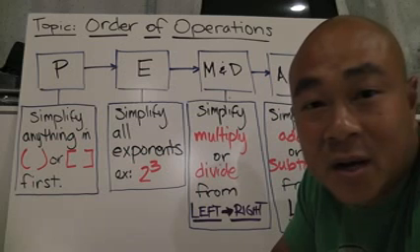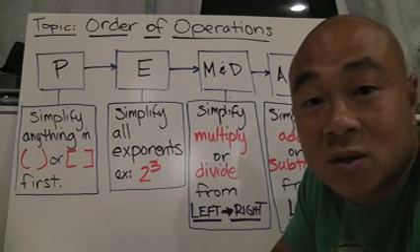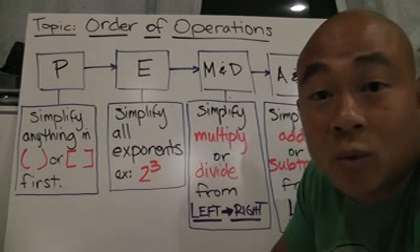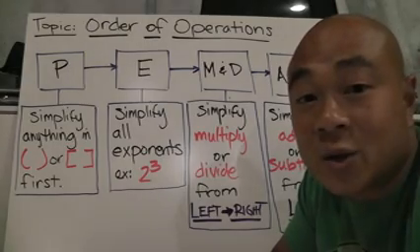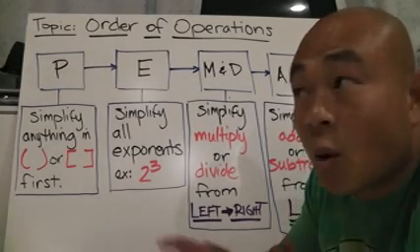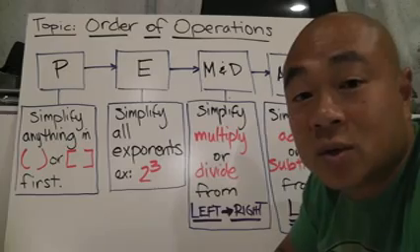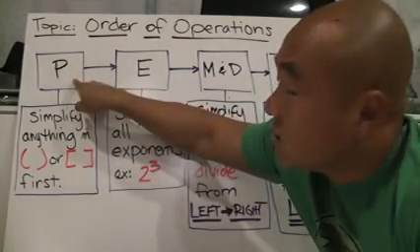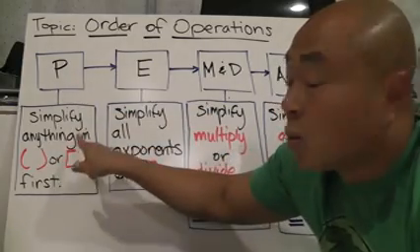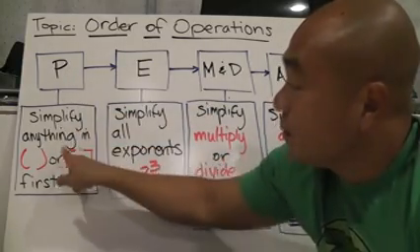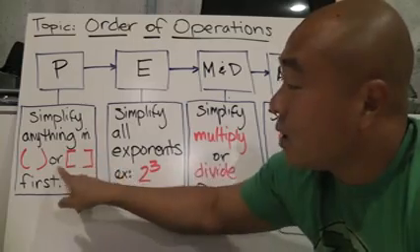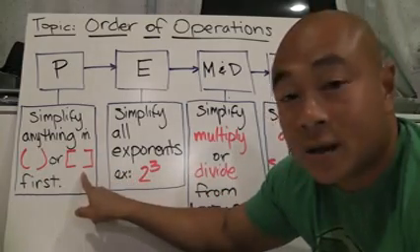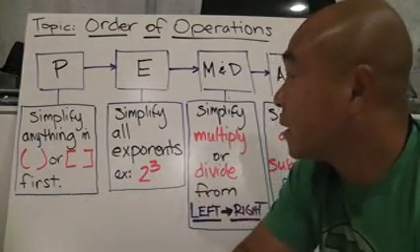So they needed to find a universal way of doing this so that anyone in the world would still get the right answer just by following these order of operations. So we're going to start off with the first one. P stands for parentheses. So we're basically going to simplify anything in parentheses or brackets first. That's the very first thing that we're going to do.